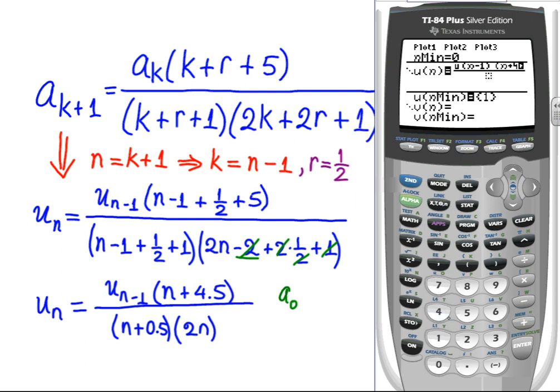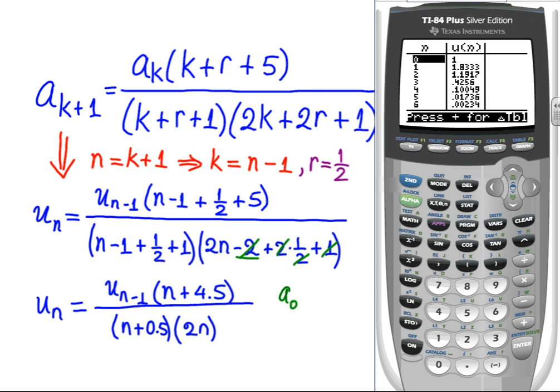After that, we have n plus 4.5, divided by the bottom, n plus a half. I have to say 0.5 times 2n. If we hit second graph, there's our sequence. This will be the sequence of numbers, A0, A1, A2, and so on. It looks complicated. It is a decimal, so it's not what we want.